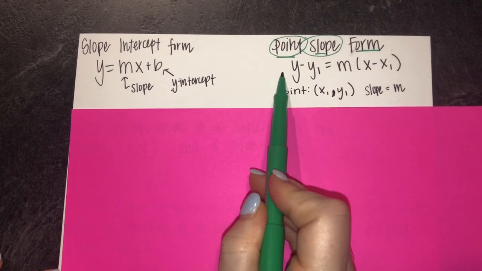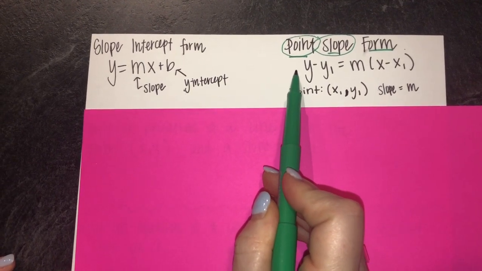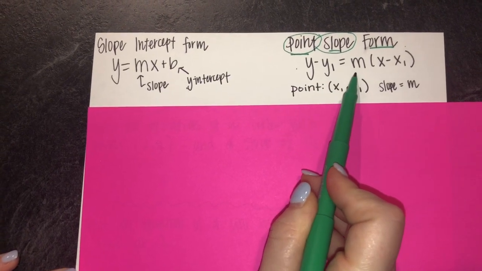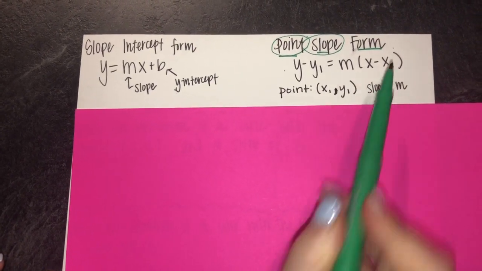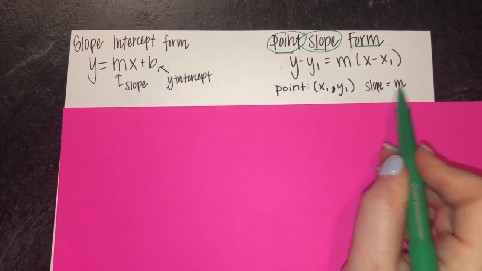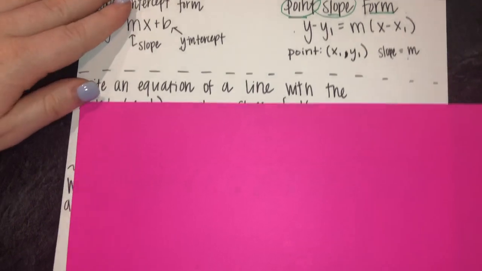So here's our formula. If you have a pen and pencil, go ahead and write this down right now. y minus y1 equals m(x minus x1). So in this case right here, our point is always (x1, y1), and our slope is always m. So let's talk about how this is applied.